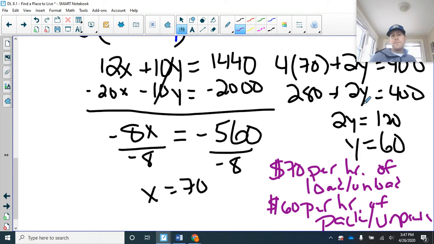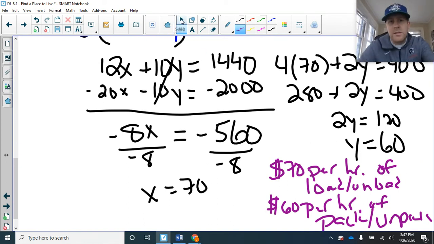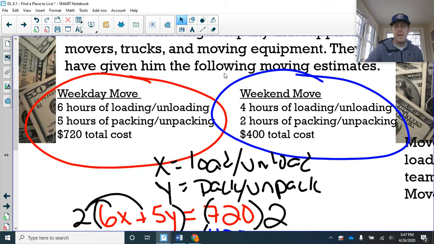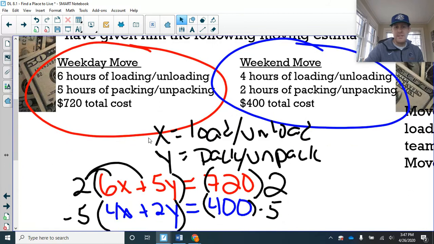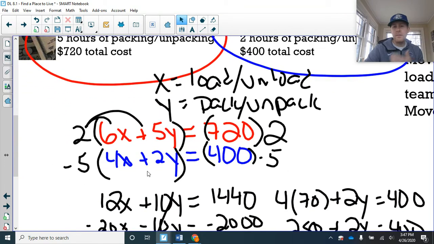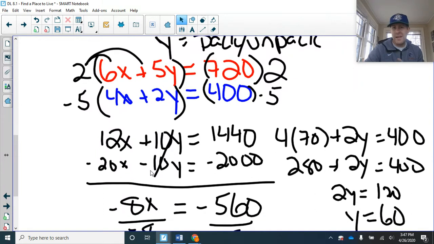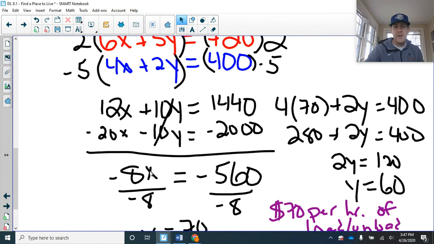Okay. So guys, that's how it works. The big thing here was to be able to take the information that we're given about our moving prices, first create a system, and then solve it by elimination. If you need to, I'll scroll down a little more if you want to take another look at it, or pause this video.